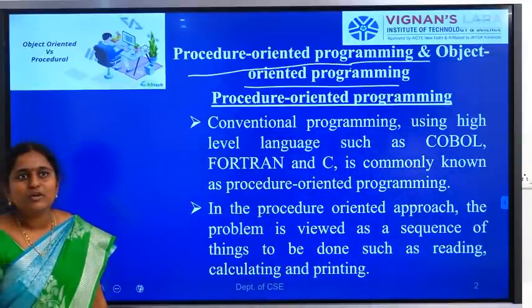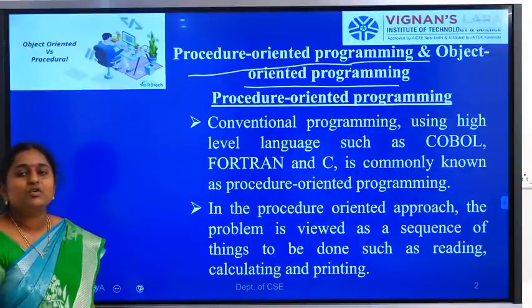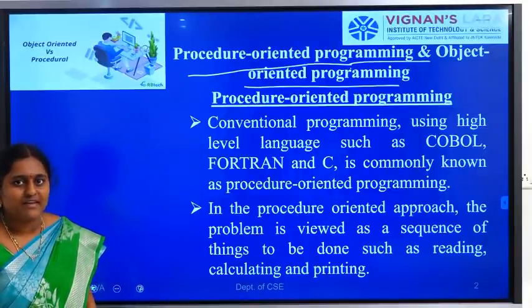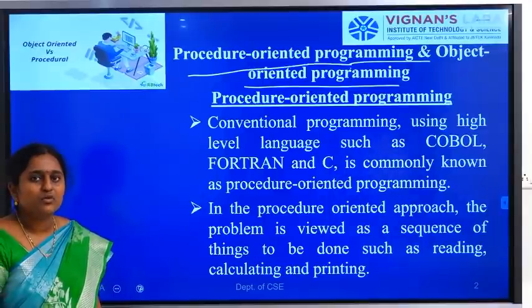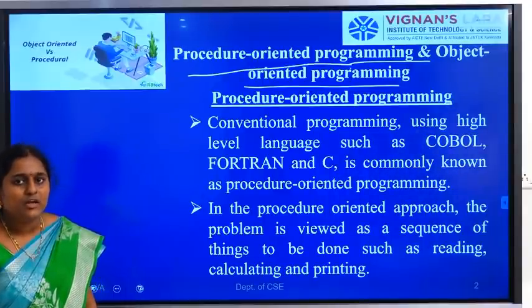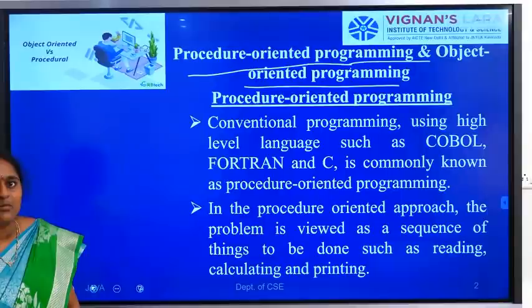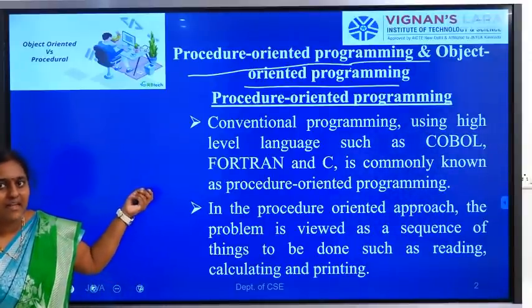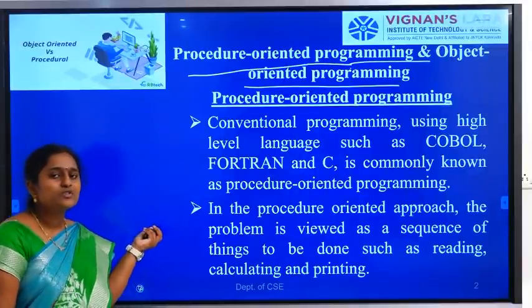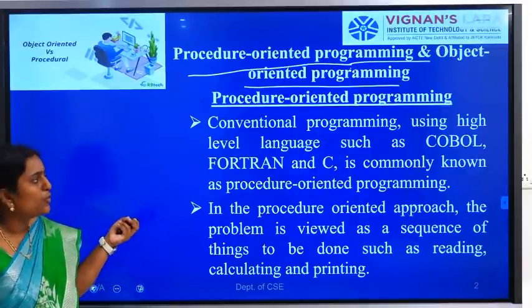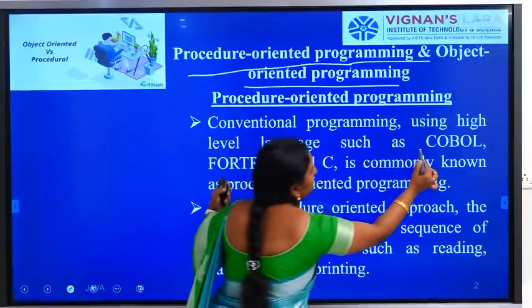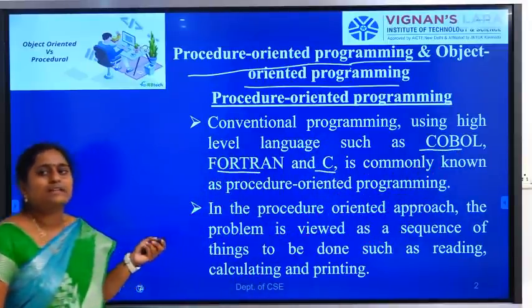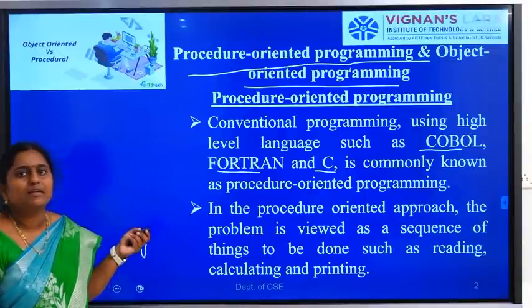Okay, before going to know procedure oriented and object oriented programming language, let us see what is procedure oriented programming language and what are the drawbacks of procedure oriented programming language. Then only you can easily understand object oriented programming language. What are the examples of procedure oriented programming language? COBOL, Fortran and C. These all are examples of procedure oriented programming language.